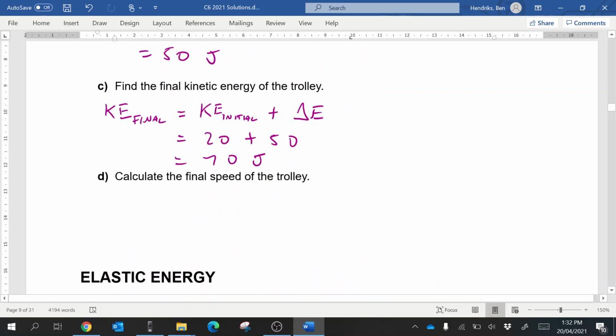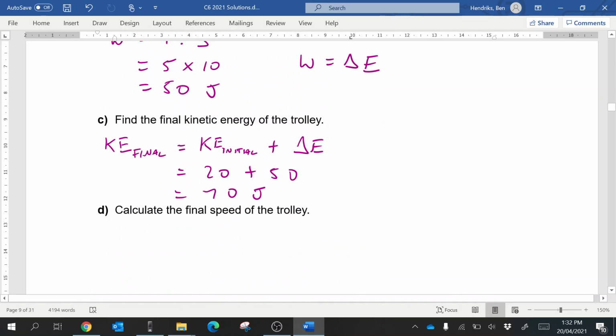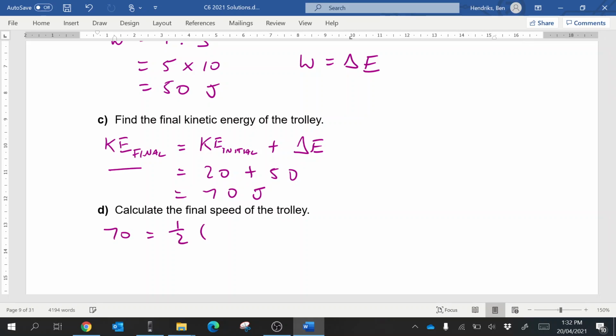And then we need to calculate the final speed. So we have the final kinetic energy here, 70 joules. It's going to be equal to half times the mass, which is 40, times v squared. Okay, so in this case, our velocity is just speed. Speed is velocity without the direction, so we don't have to worry about the direction. So again, half times 40 is 20. So let's divide 70 by 20. It's equal to v squared.